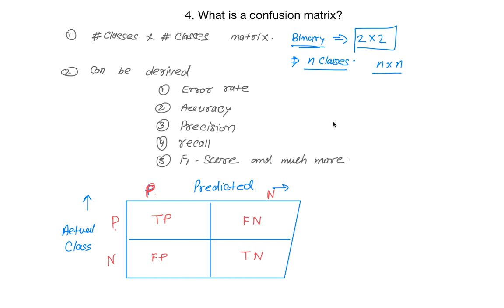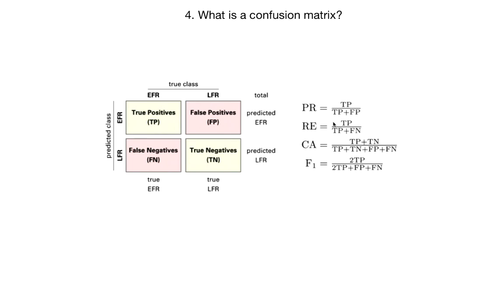Okay, so this is a confusion matrix. From this confusion matrix, various parameters can be derived, like error rate, accuracy, precision, recall, F1 score, and much more. These can be derived by using these values: true positive, false negative, false positive, and true negative. Let's understand how we can do that.